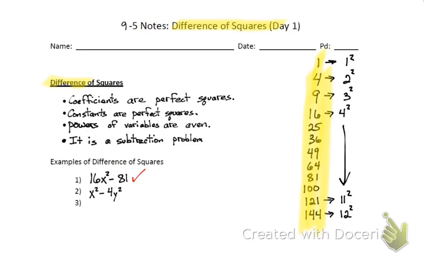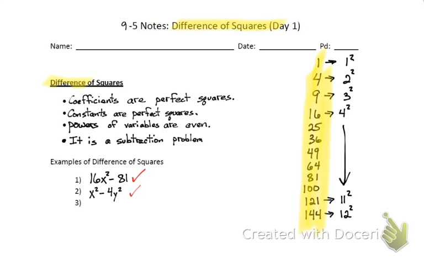There are no constants in this case because there are no numbers without variables. And then we check our powers. 2's even, so that's good. And we check to see if it's a subtraction problem. Sure it is. So this is also a difference, meaning subtraction, of two perfect squares. And that's what we mean here, difference of two perfect squares. So this one's another example.